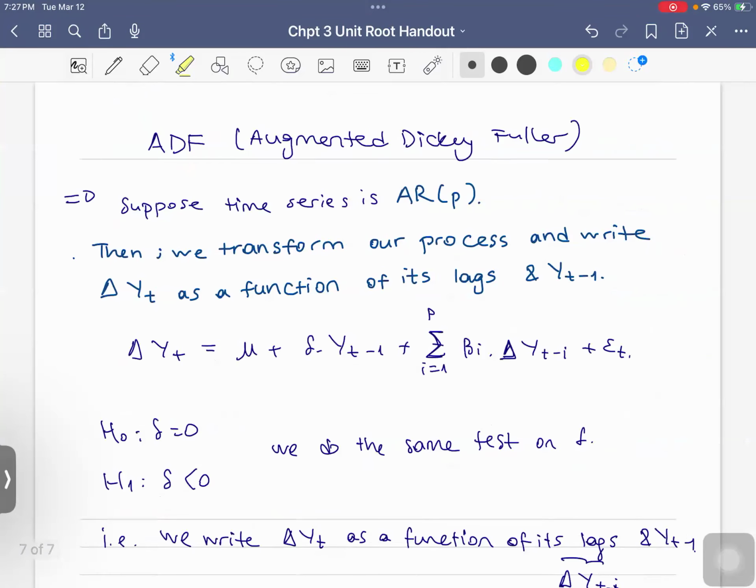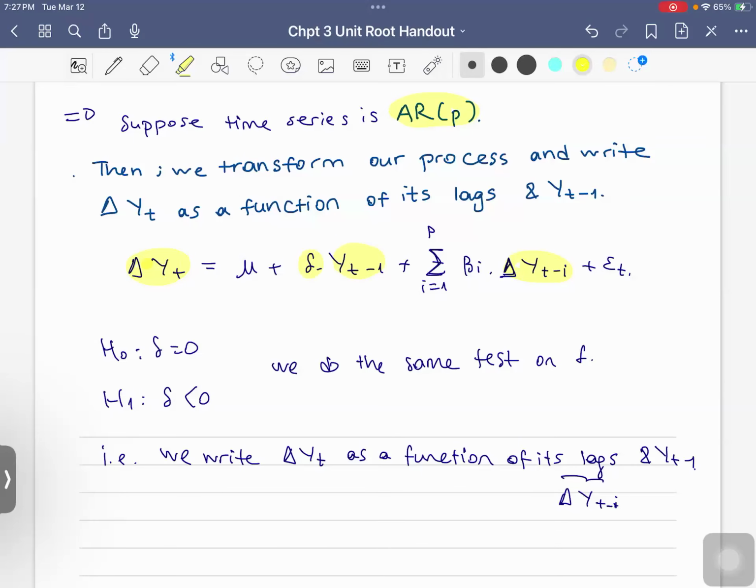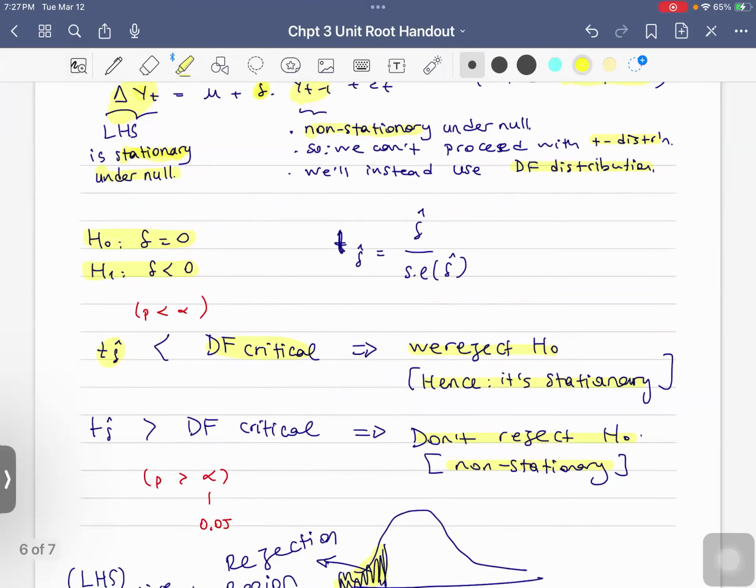Now, the final thing I want to go through is the augmented Dickey-Fuller test. This is the same as the Dickey-Fuller test. The only difference is that now we're looking not just at an AR1, but an ARP process. When this happens, you basically write your change in yt as a function of lagged changes in yt and yt minus 1. And the null hypothesis is built on this delta term. So same null as before.